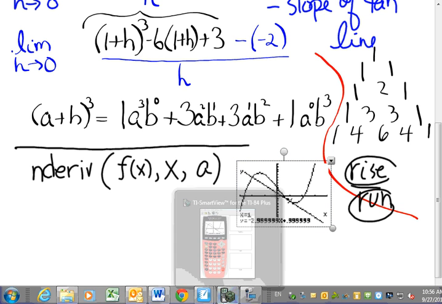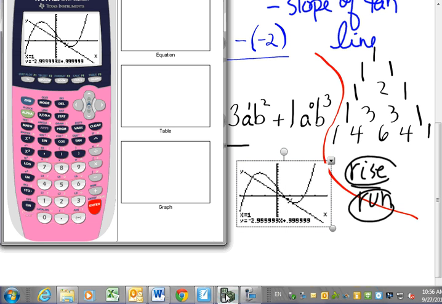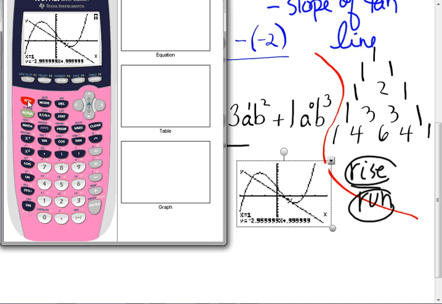Now, I would like to get rid of that. Somebody said, how do you get rid of it? So you have to go second. You got to go back into draw. You want to clear your drawing.